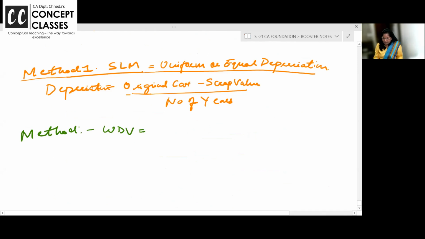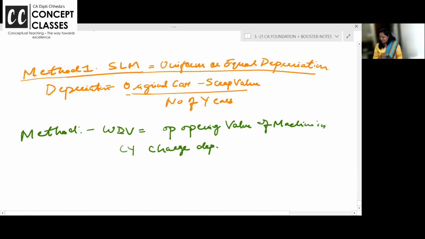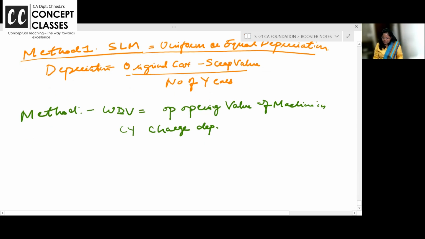In the WDV method we will charge the depreciation on the opening value of the machine in the current year. Okay? On the opening value in the current year, you will charge depreciation. That's what method 2 is.